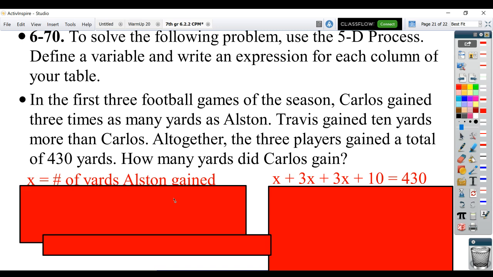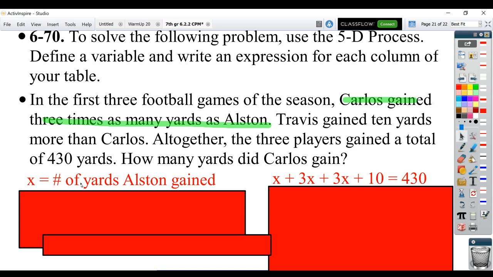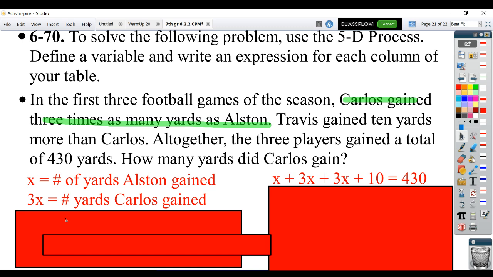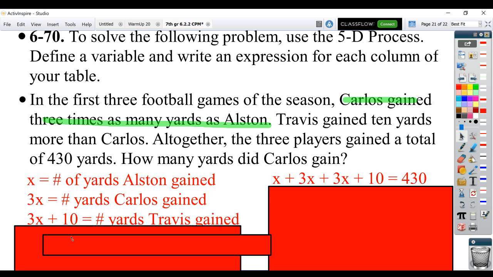So basically what you're going to do is start by saying X is the number of yards that Alston gained. Because then we know that Carlos gained 3 times as many as Alston. So Carlos will be 3x. And then Travis gained 10 more than Carlos. Well, if Carlos gained 3x, then Travis gained 3x plus 10. Okay. Now, that would be defining your variable and defining your columns.